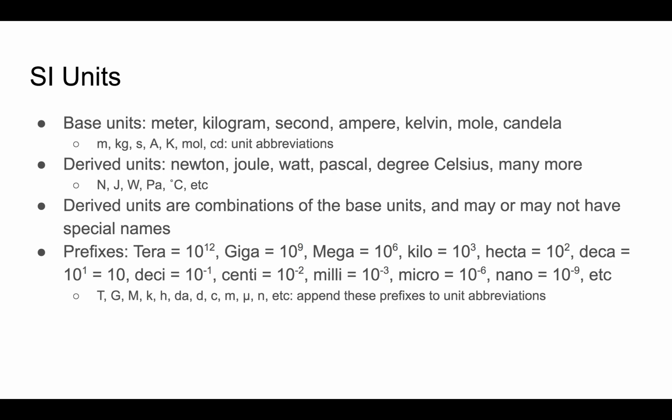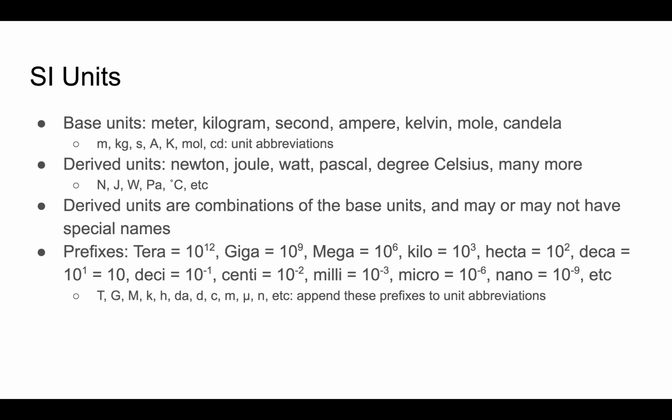And SI units can also have prefixes which denote larger or smaller units. So, for example, a kilogram is 1,000 grams, even though the kilogram is the base unit. The prefixes that are most commonly used are tera, which is 10 to the 12, giga, which is 10 to the 9, mega, which is 10 to the 6, kilo, which is 10 to the 3, etc. You can read off the slide yourself.